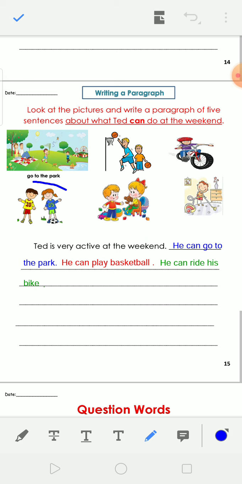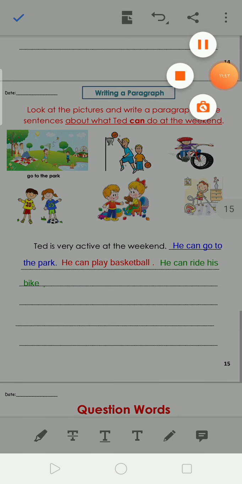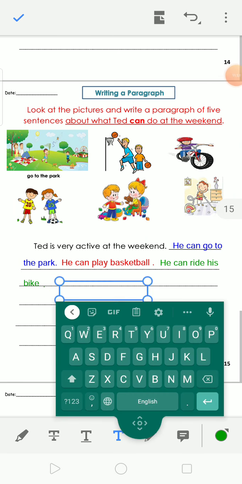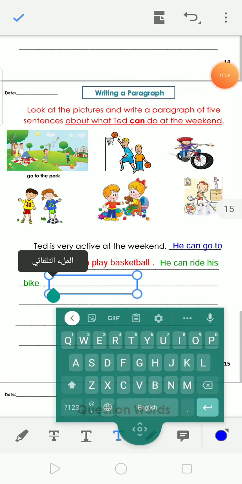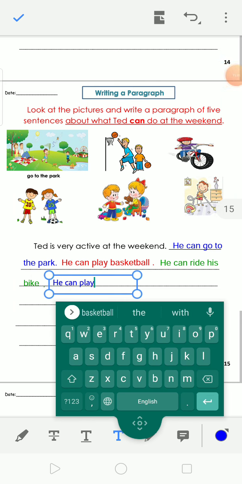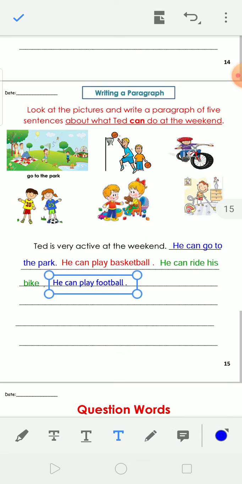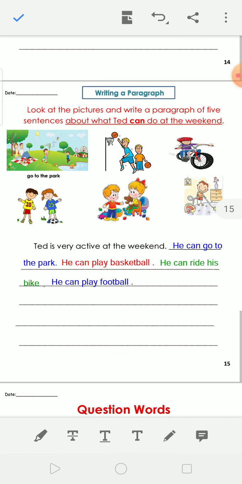Look at this picture. What can he do here? Yes, great. He can play football. Let's write it together. I'm gonna write it here next to each other. He can play football. I think that my handwriting is amazing. What about yours?